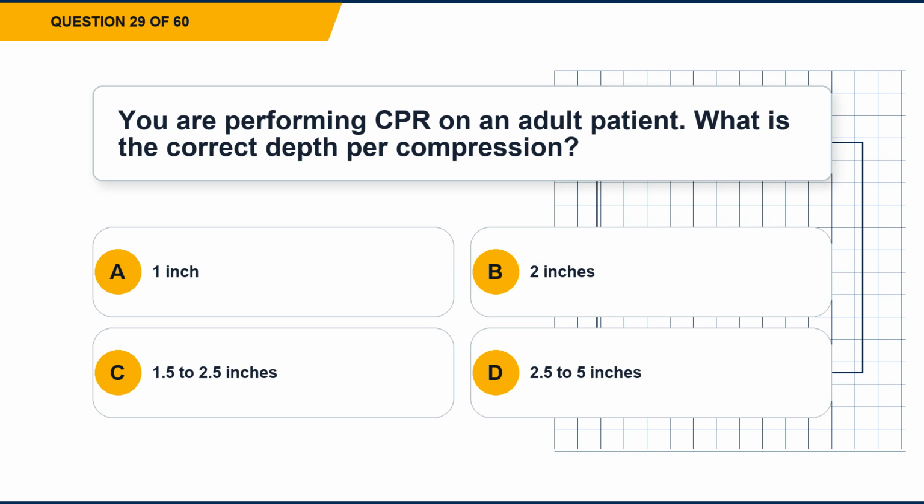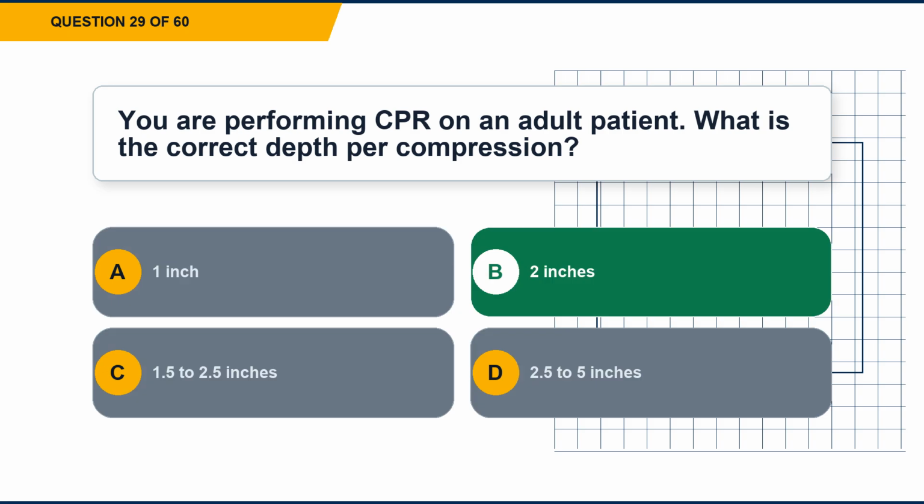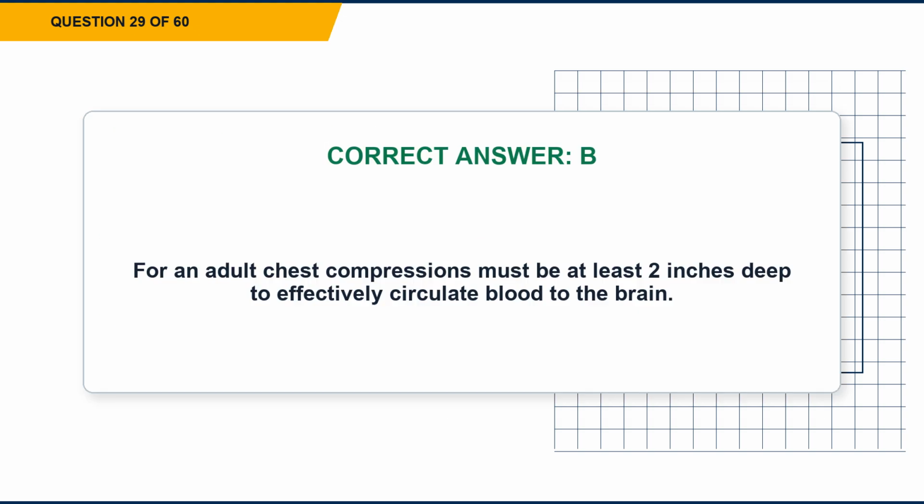Question 29. You are performing CPR on an adult patient. What is the correct depth per compression? Option A, 1 inch. Option B, 2 inches. Option C, 1.5 to 2.5 inches. Option D, 2.5 to 5 inches. The correct answer is option B, 2 inches. Explanation: for an adult, chest compressions must be at least 2 inches deep to effectively circulate blood to the brain.